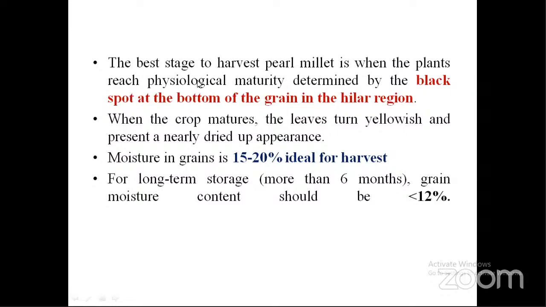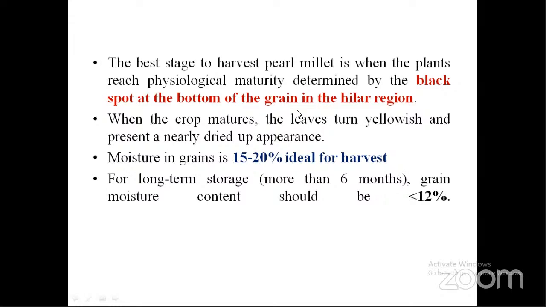The best stage to harvest pearl millet is when the plant reaches physiological maturity. It can be determined by the black spot at the bottom of the grain in the hilar region. Just like the sorghum crop, we can observe the black spot at the bottom of the grain. It is an indicator that the plant has reached physiological maturity, so we can harvest the crop.